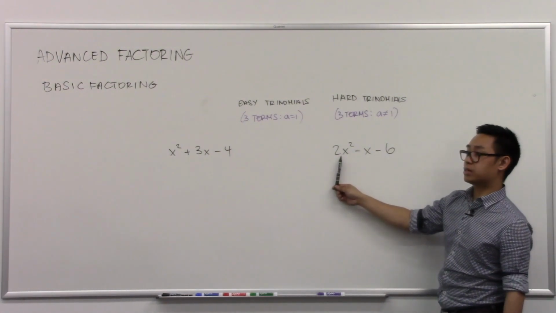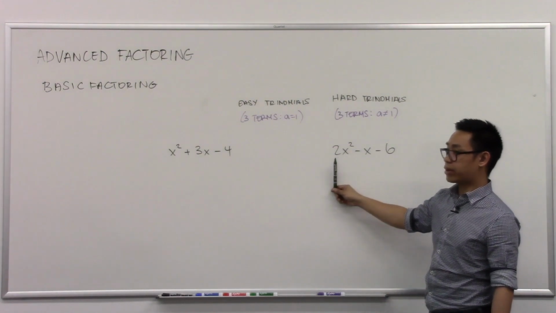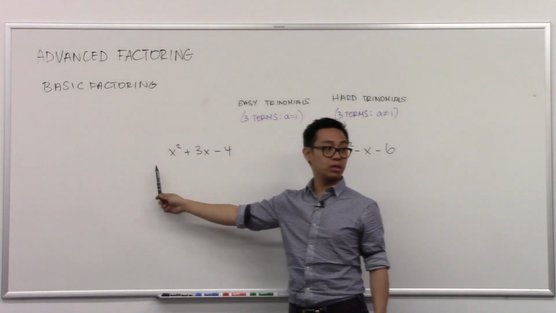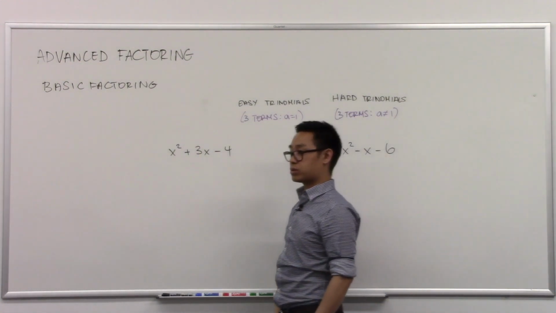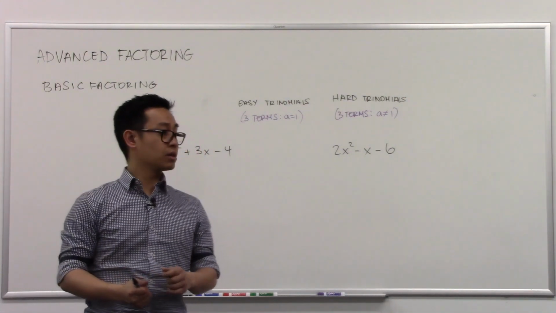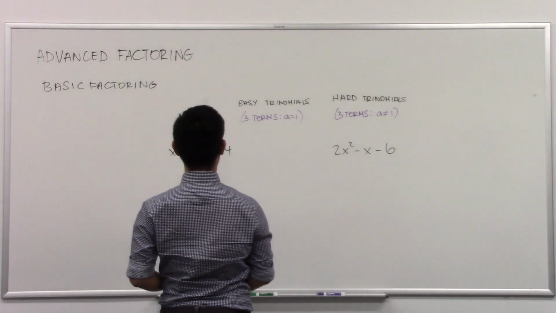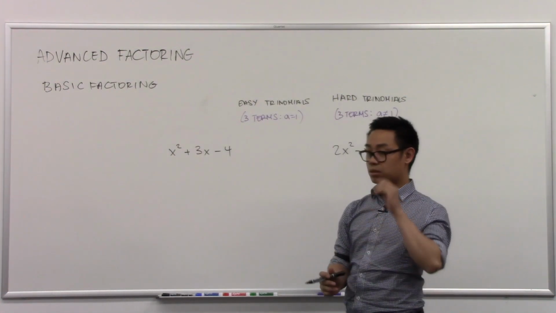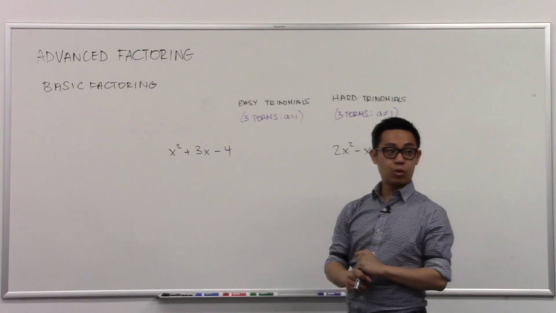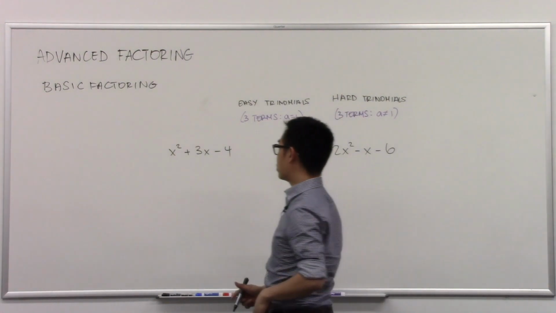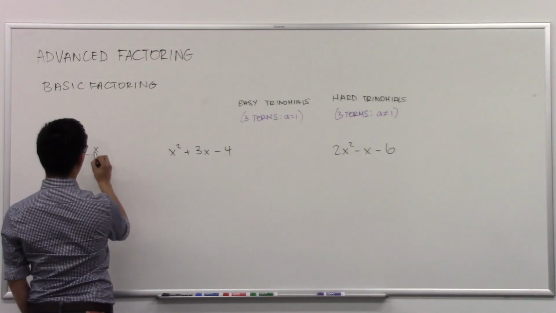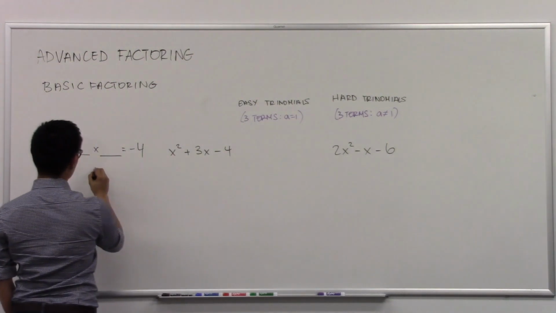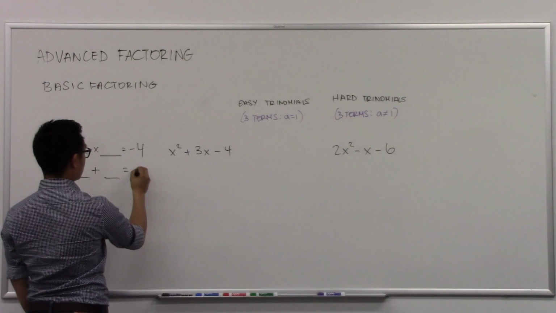because of the number at the front, A. We call this A, the leading coefficient. This isn't one, but then this one is one. There are 2 different methods for factoring these. For an easy trinomial, you have to find 2 numbers that multiply to the last number C and add to the middle number B.